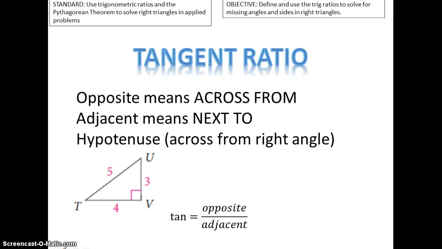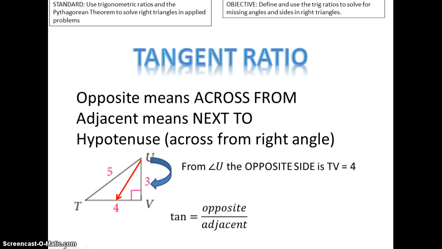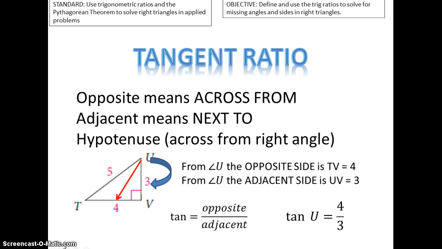With the tangent being the opposite over the adjacent, here's a new triangle, TUV. It has sides of 4, 3, and 5. So, looking at it, across from U, the opposite side from U is TV, which is equal to 4. And then from U, the adjacent side is UV, that's 3. So we simply put that into a ratio, and the tangent of U is equal to 4 over 3.